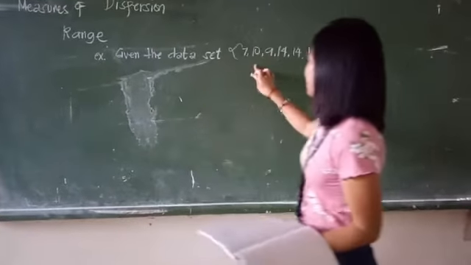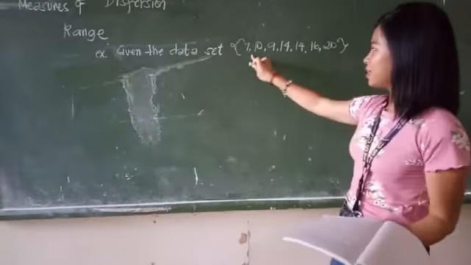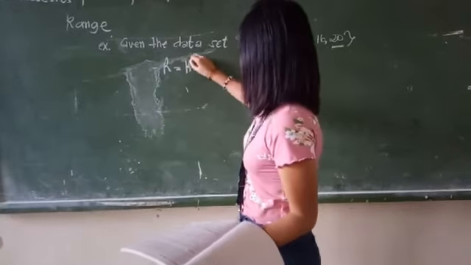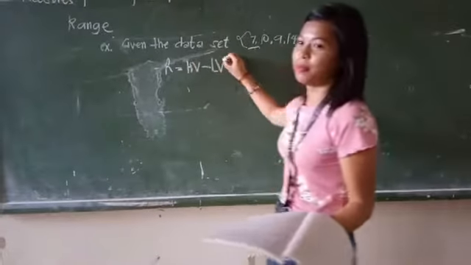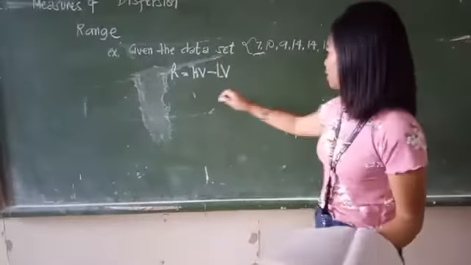So, given the data set, we have 7, 10, 9, 14, 16, and 20. We must find the highest value and the lowest value. The highest value we have is 20 and the lowest is 7. The formula of the range is R equals highest value minus lowest value. So, we substitute the given values: 20 minus 7 equals 13. So the range is 13.